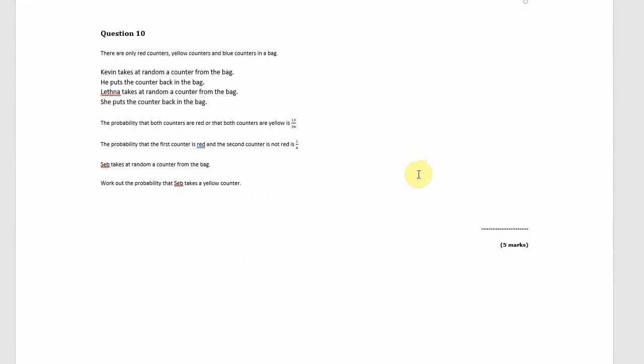And then the final one, which was the stinker question. It's because we've got to set up two things at the same time, so it's a bit like a simultaneous equation question. There are only red counters, yellow counters and blue counters in a bag. She takes at random a counter and puts the counter back in the bag. Then Lethner takes a random counter from the bag and puts it back. The probability that both counters are red, or both counters are yellow, so the probability of red red plus the probability of yellow yellow, equals 13 over 36.